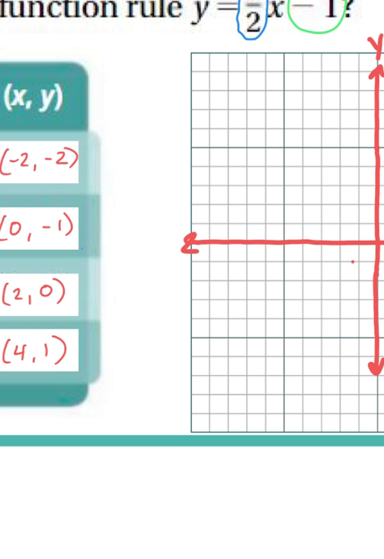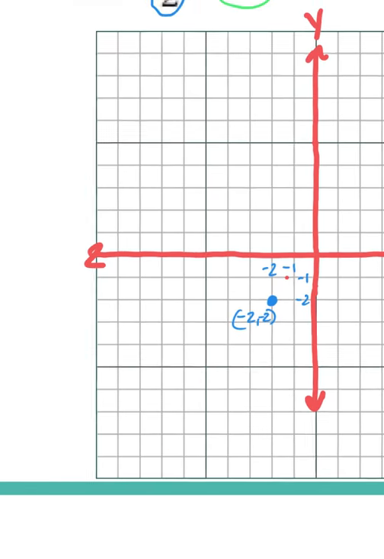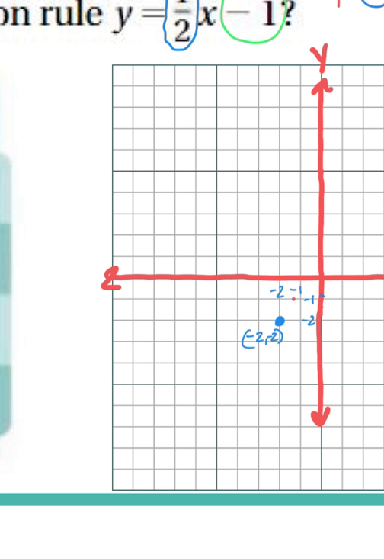So we've got negative 2, negative 2. That's 2 units to the left and then 2 units down. That's going to be right here, or when x is negative 2 and when y is negative 2. This is negative 2, negative 2. Okay, our next point is going to be 0, negative 1. So we're not moving in the x direction at all. We're only going to move in the y direction, down 1. This will be this point right here. 0, comma, negative 1.